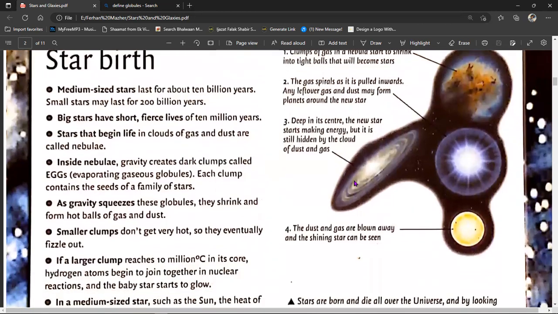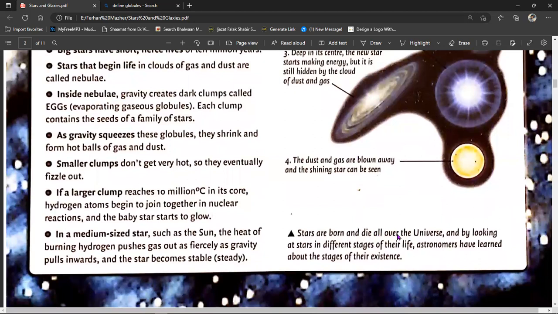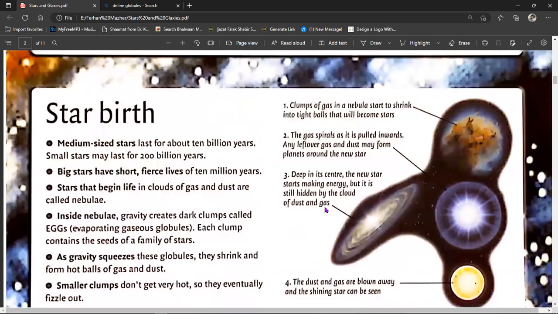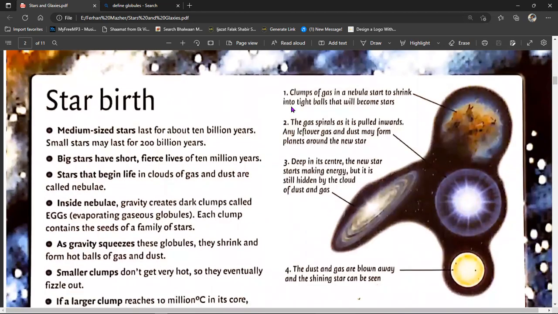So as shown here in this diagram, stars are born and die all over the universe. By looking at stars in different stages of their life, astronomers have learned about the stages of their existence. A clump of gas in a nebula starts to shrink into tight balls that will become stars. The gas spirals as it is pulled inwards. Any leftover gas and dust may form planets around the new star.